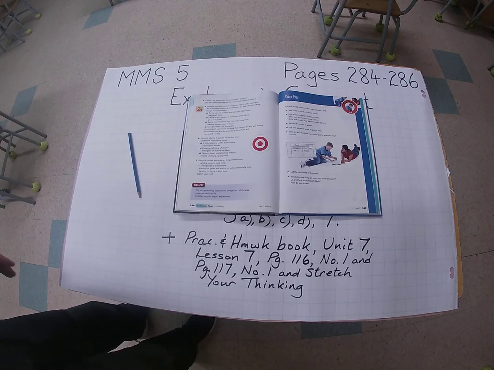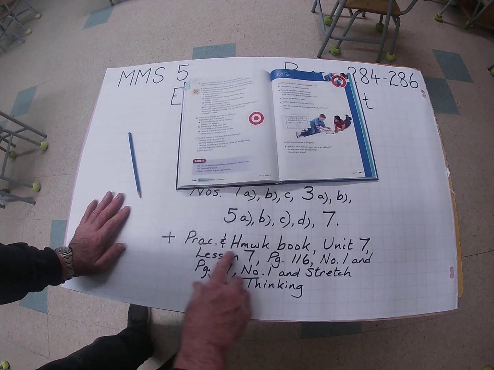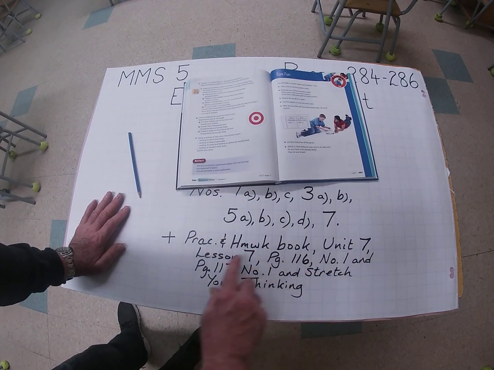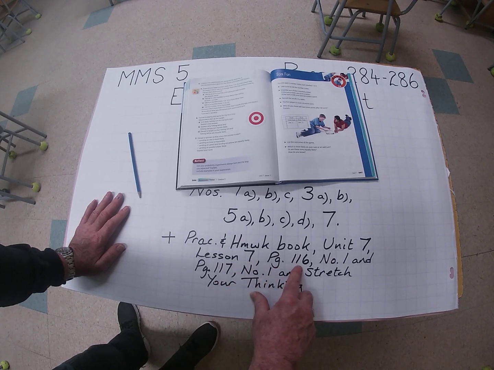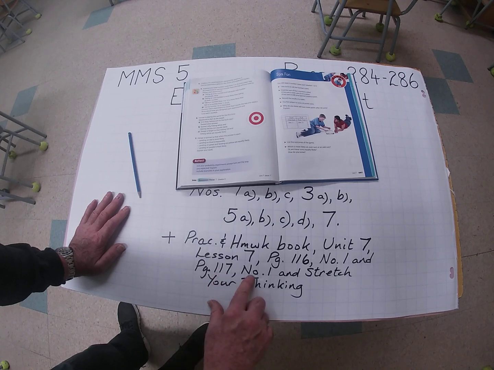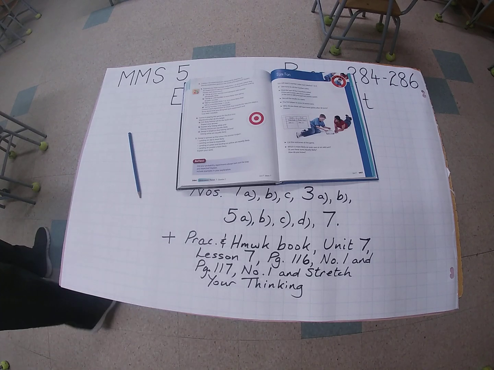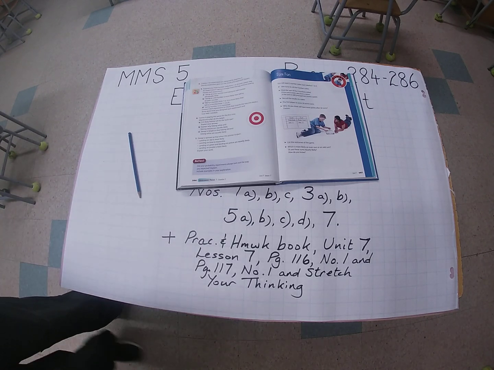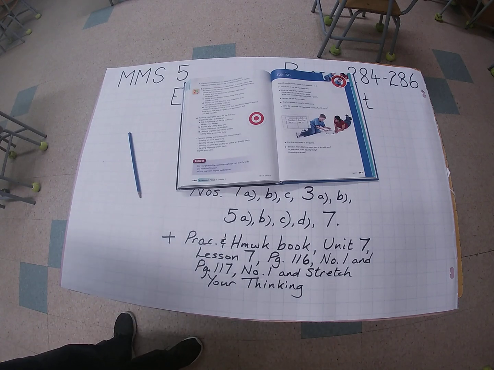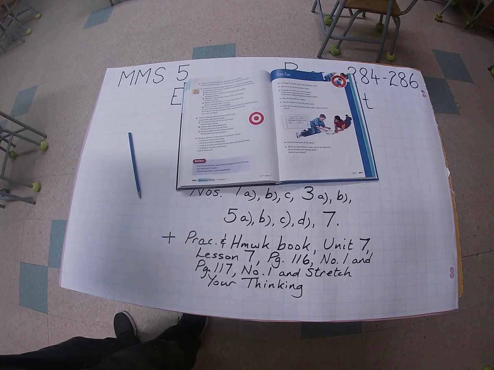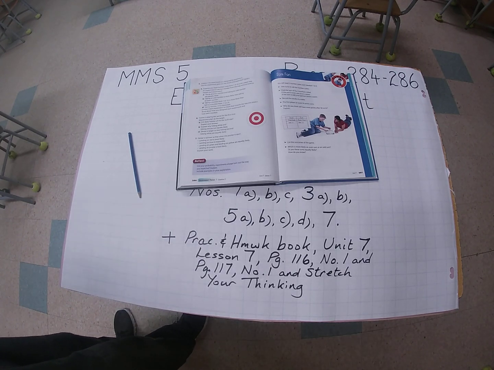In addition, as you can see here, the Practice and Homework book, Unit 7, Lesson 7, page 116, you are to do number 1, and page number 117, you are to do number 1, and the Stretch Your Thinking exercise. And again, that is just like we did for Lesson 6, isn't it? The same items. And that work goes in your book. And I think you can follow that, do that yourself. You'll have an experience by that time.